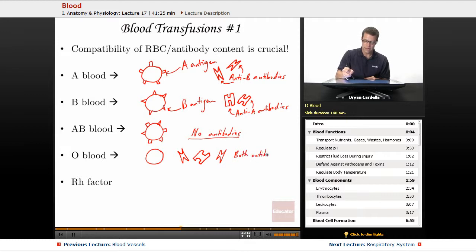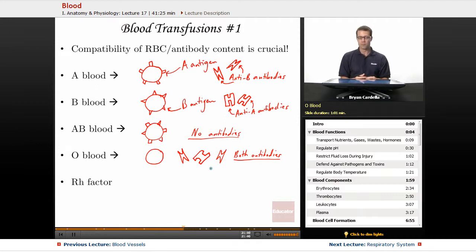antibodies. That's why somebody like myself with O blood, I need O blood. If you give me, even if you take out the antibodies from the donor, if you give me this cell, I got these things floating around my plasma that are going to freak out and bind to it and cause that clumping. That's going to cut off blood flow to some important vital organs, and it could kill me.